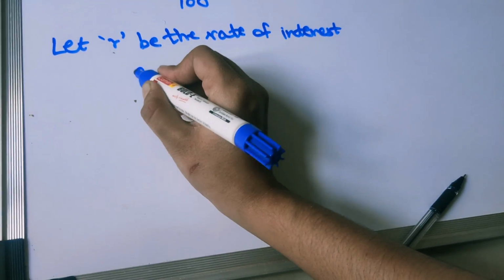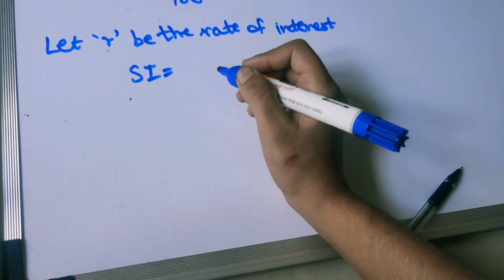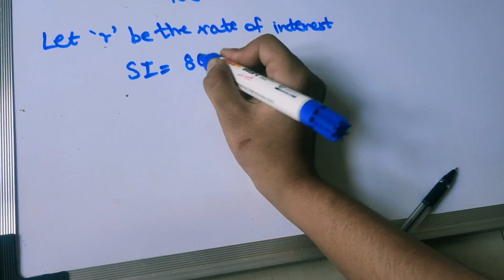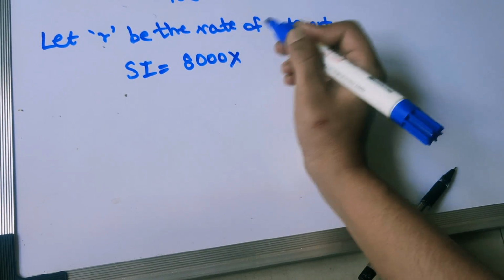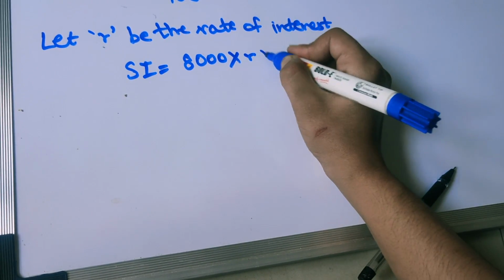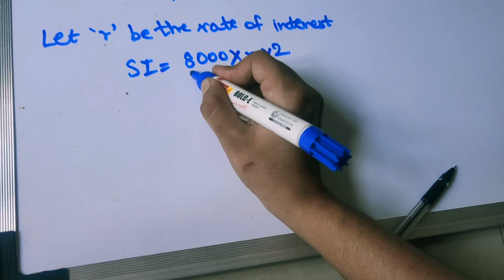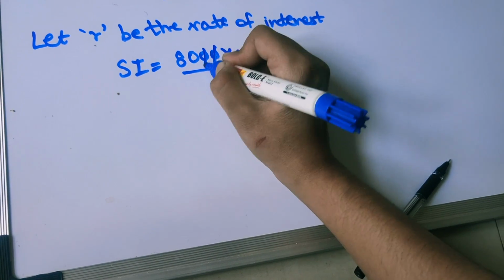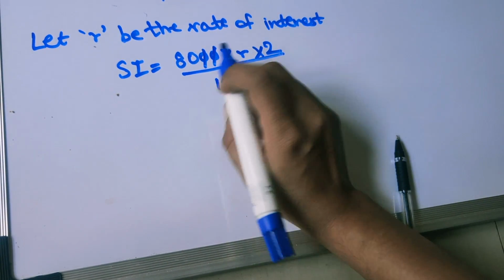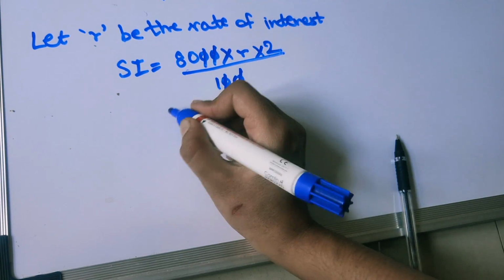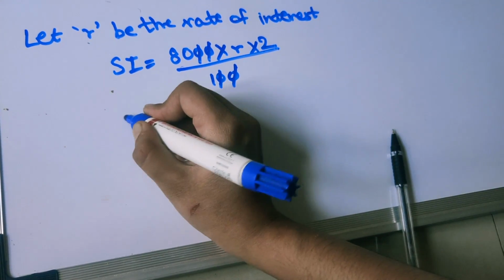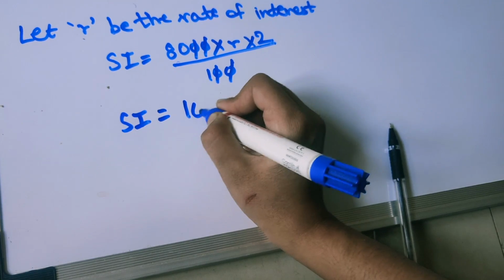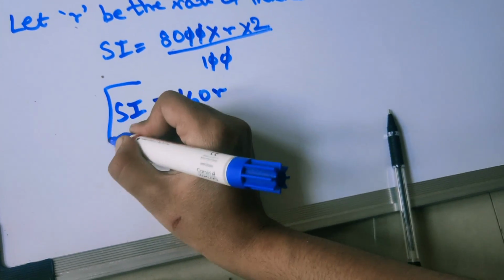Now what is the value of P? That is 8,000. The rate of interest is small r. The time period is 2, upon 100. When we calculate these two, the zeros are gone. So this becomes 8 twos are 16 and 1 zero. That is, simple interest is 160r. So we got this simple interest.